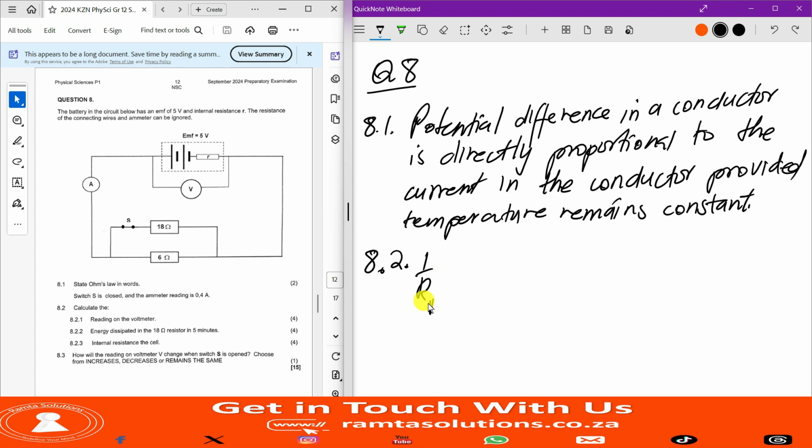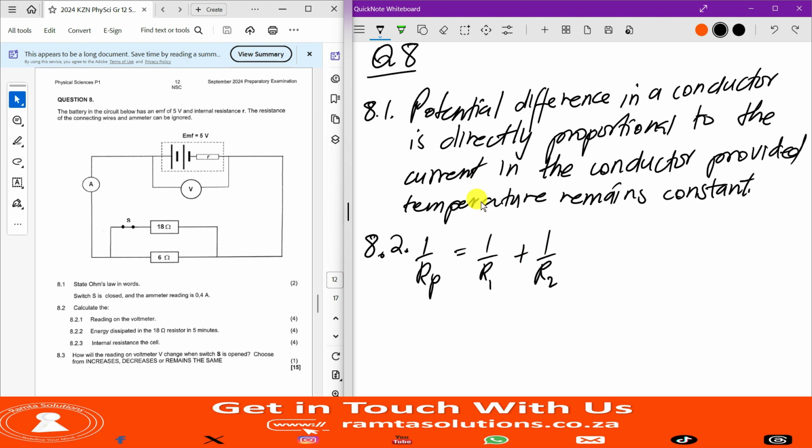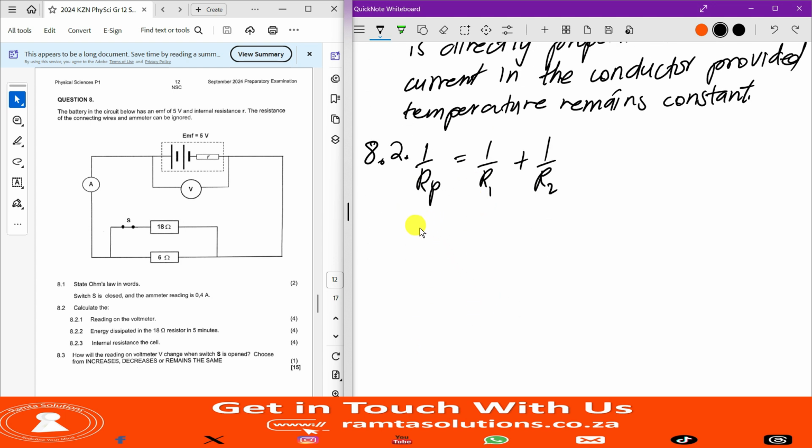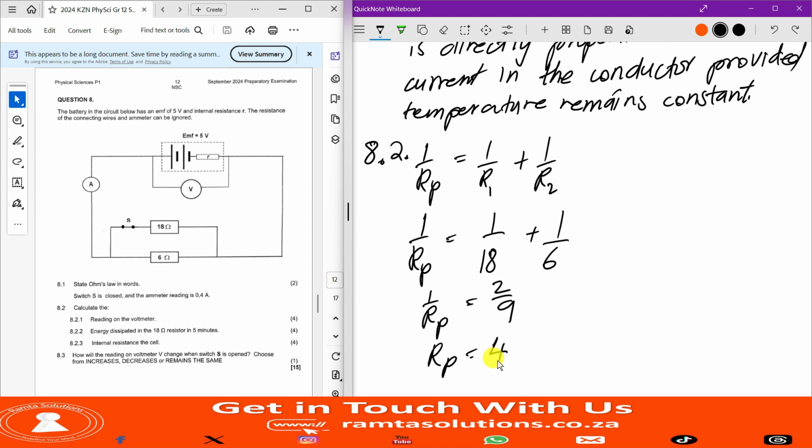We need 1 over Rp, which is 1 over R1 plus 1 over R2. We do not know what this 1 over Rp is. I will take 18 ohms as R1 and the 6 ohms as R2. This becomes 1 plus 3, which is 4 over 18, the same as 2 over 9. Using your calculator, 1 divided by 2 over 9 will be 9 over 2, in other words 4.5.